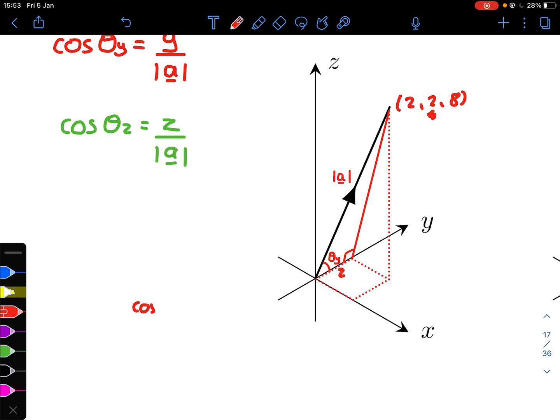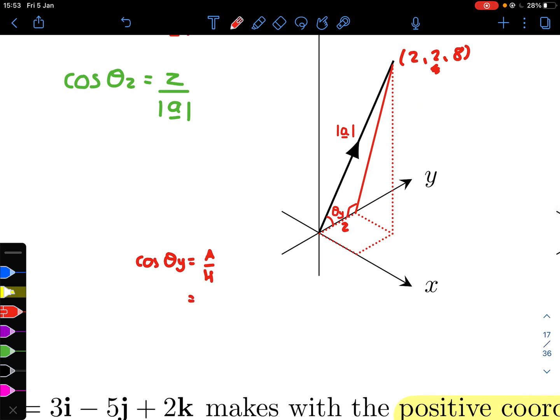The angle we want is to the y-axis, cos theta y. Again, it's adjacent over hypotenuse, which is why we're using cos. And it's the 2 over the hypotenuse, which is once again the magnitude, and that 2 was the y component.